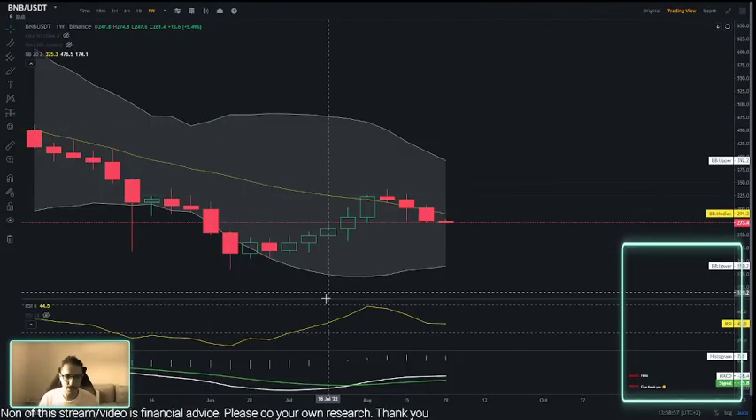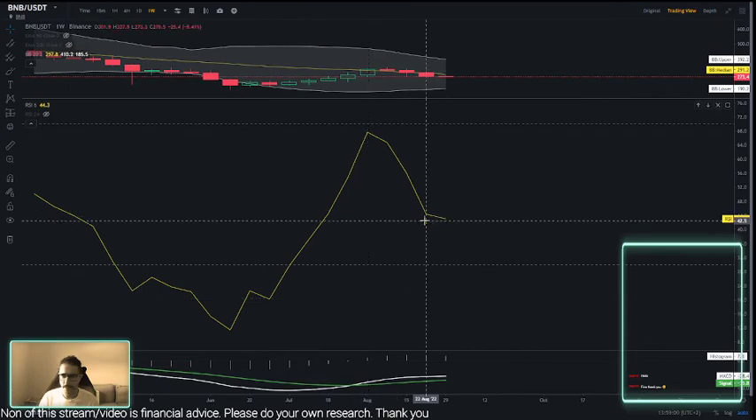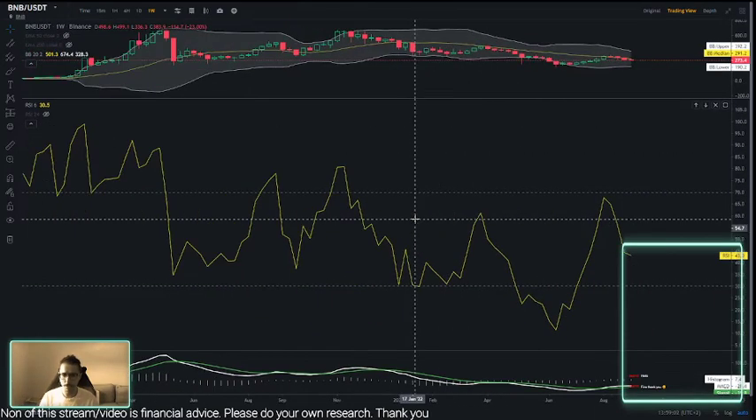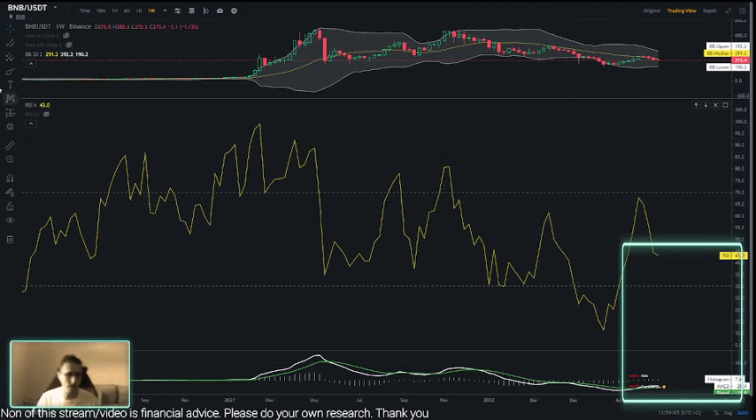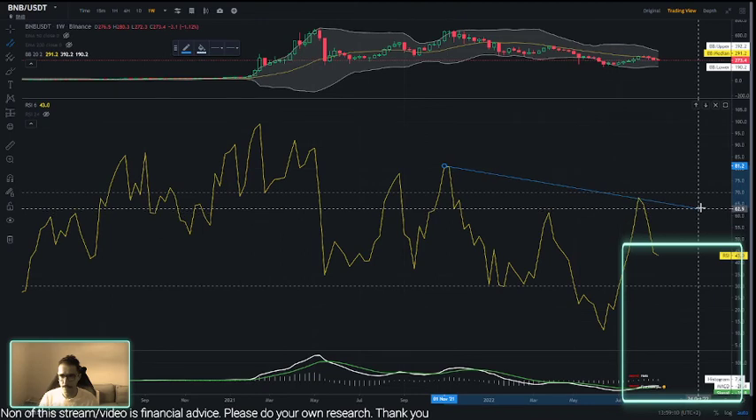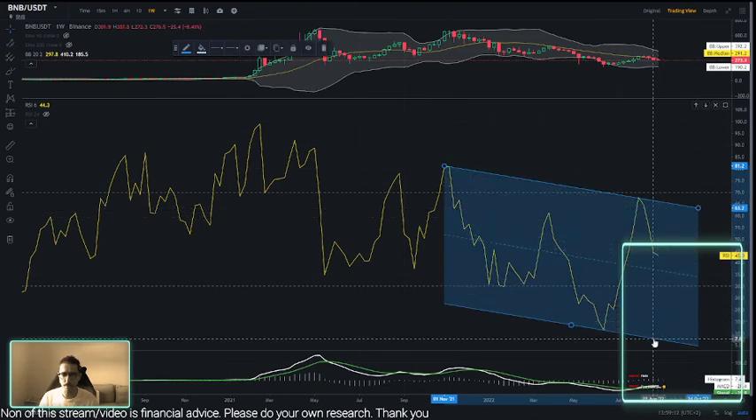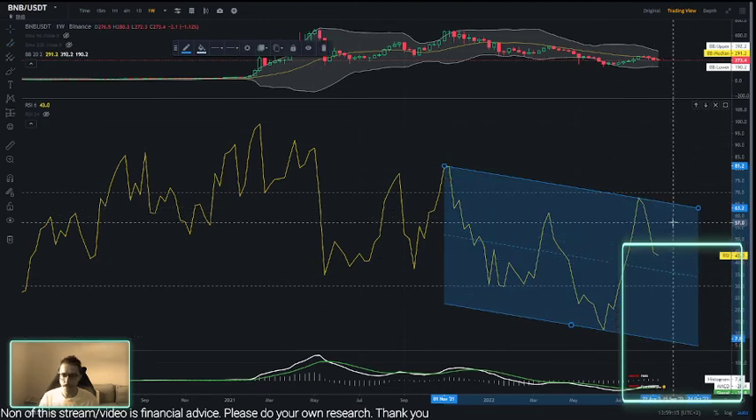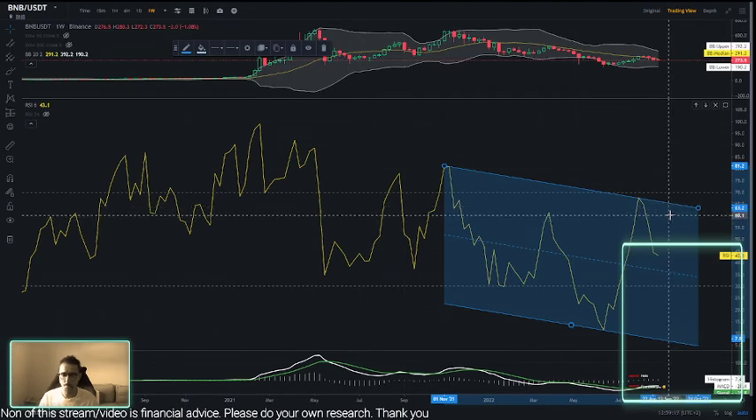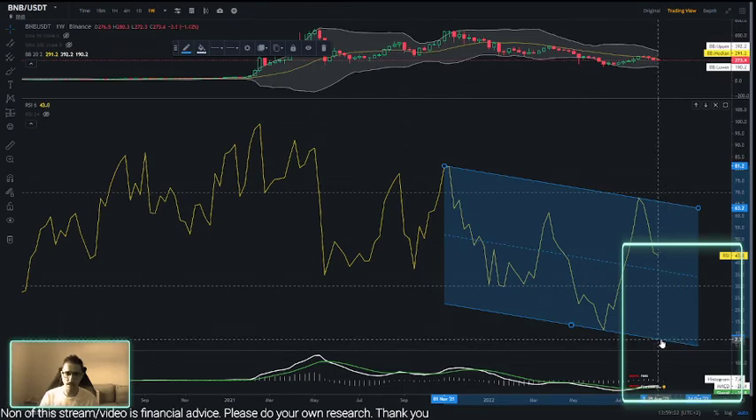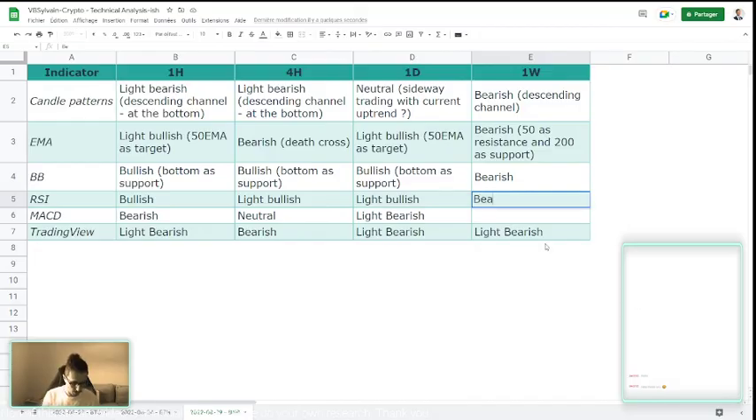Now RSI, what are you telling us, my friend? RSI is in between. It's 43. It's pretty neutral territory. We've reached some top here, but if we look here, what we are seeing is once again a descending channel on the RSI. So we could see some upward movement, but a pretty slow one, but definitely some downside here. So that's bearish. Now, I'm going to put neutral because technically it's neutral, but maybe bearish a little bit.